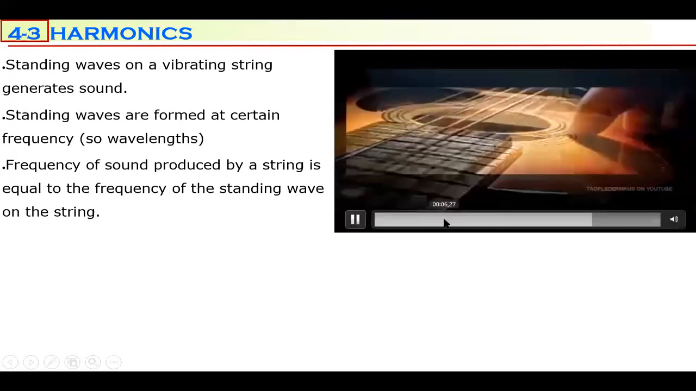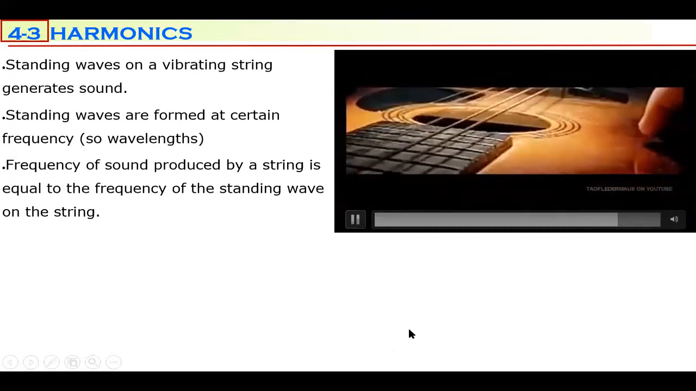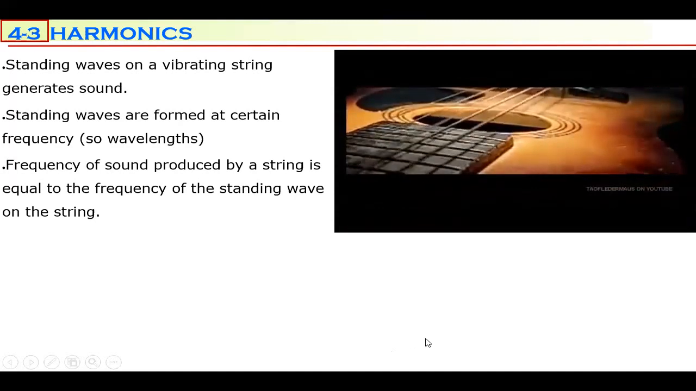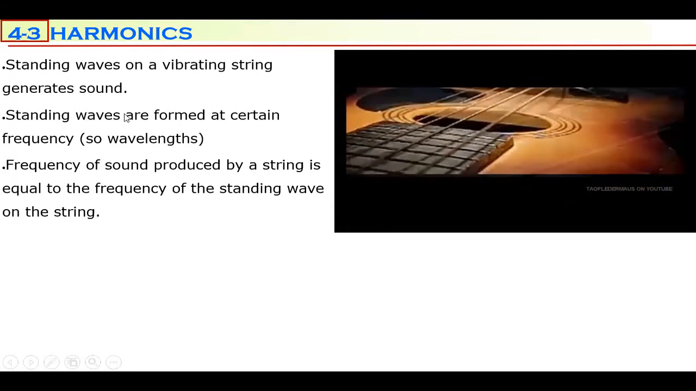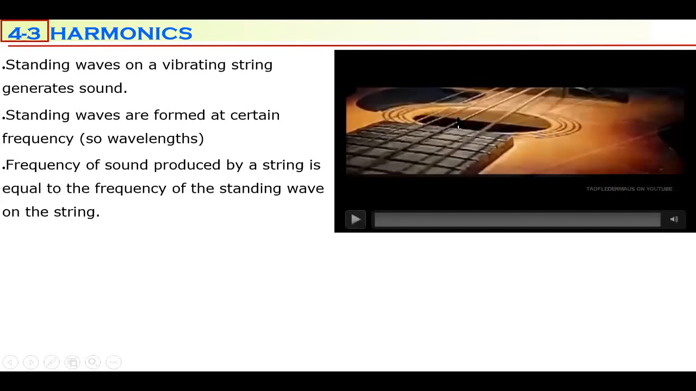The standing waves on this guitar string form the sound, because every standing wave will have a different frequency, and that's why this guitar will produce a mixture of different frequencies and make a lovely sound. Standing waves are formed at certain frequencies and wavelengths. We studied it in chapter 3, section 4. The frequency of the sound produced by a string is equal to the frequency of the standing waves.